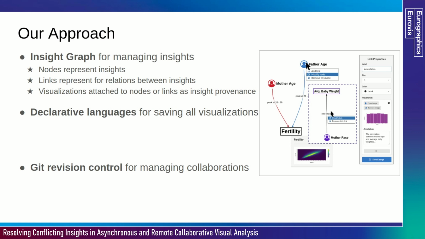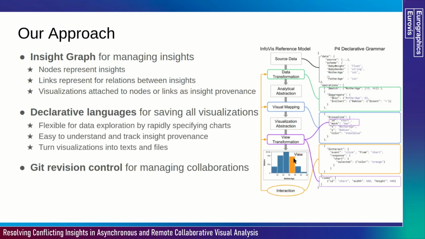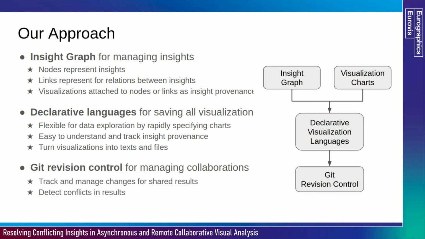For declarative languages, first, they are flexible for data exploration by rapidly specifying various visualization charts, and they are easy for understanding and tracking insight provenance, as they can tell us how data are transformed and encoded in the visualizations. More importantly, they allow visualizations to be stored as texts and files, which can be effectively used with the Git revision control system for tracking and managing the shared results, as well as detecting conflicts.